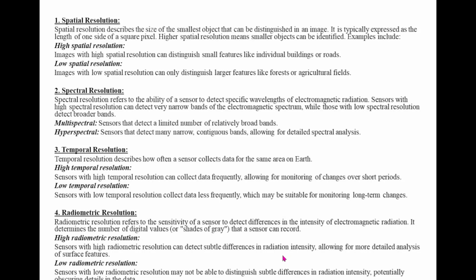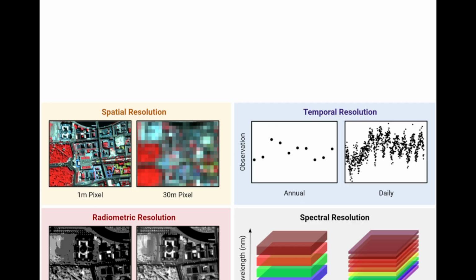Then comes the radiometric resolution. A sensor with high radiometric resolution can detect subtle differences in radiation intensity, allowing for more detailed analysis of surface features. Whereas low radiometric resolution is wherein sensors may not be able to distinguish subtle differences in radiation intensity or potentially obscure details in the data. For example, here, how you saw that the shadow of this building as well as the walls of this building is being shown at the same reflectance.